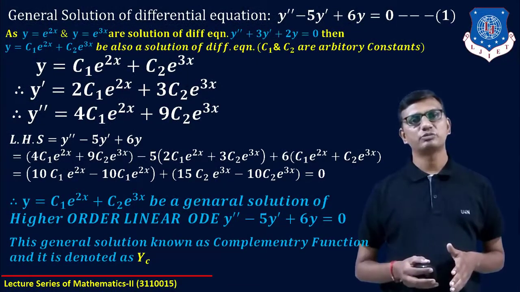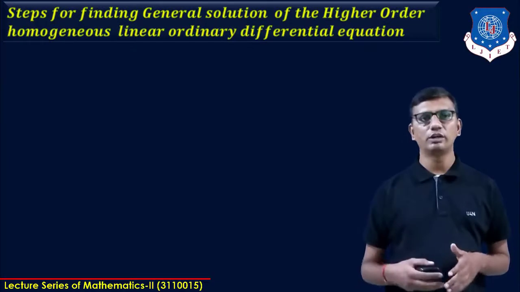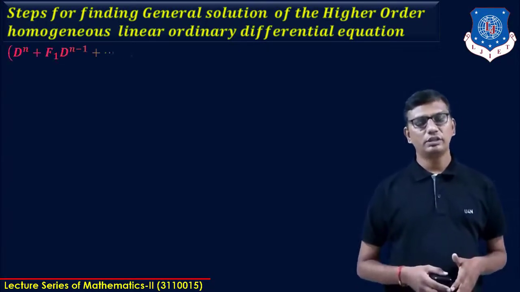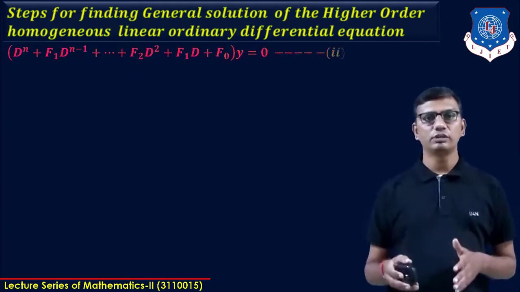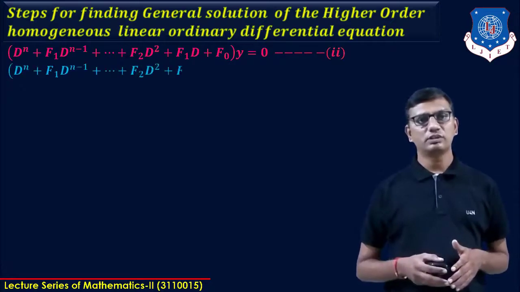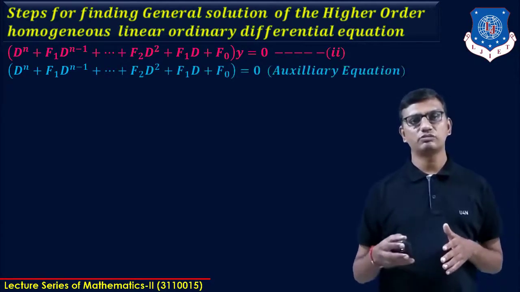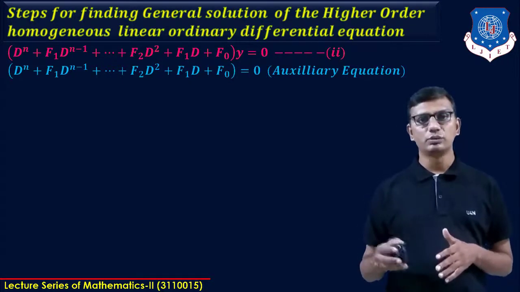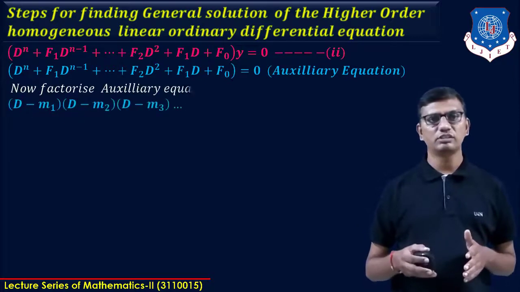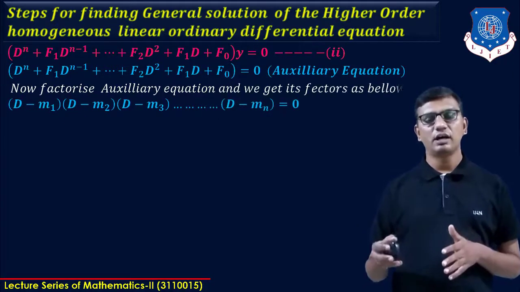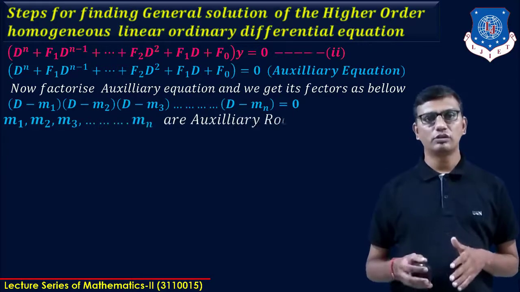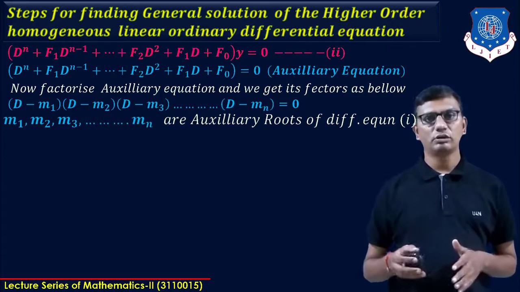Let us see the steps to find the general solution of a higher order ordinary linear differential equation in the homogeneous case. This is our nth order ordinary linear differential equation in the homogeneous case, and its auxiliary equation is D^n + fn D^(n-1) + ... + f2 D^2 + f1 D = 0. After factorizing the auxiliary equation, we get (D - m1)(D - m2)...(D - mn) = 0. Therefore, m1, m2, m3 up to mn are solutions of the auxiliary equation, and these are the auxiliary roots.